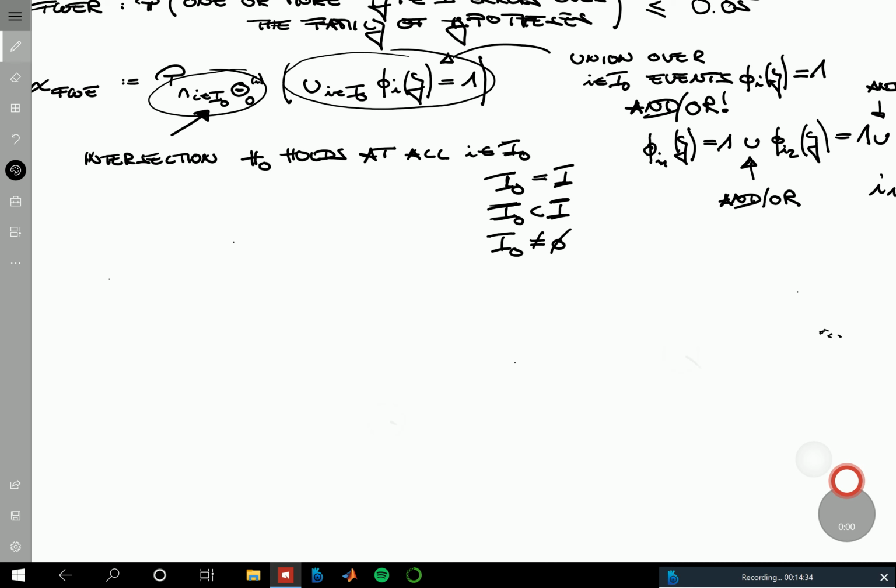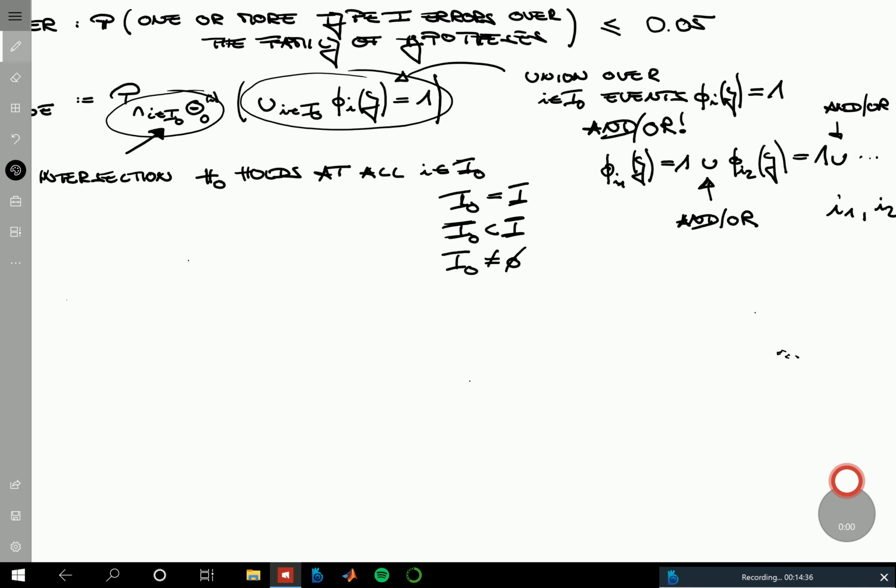And this is important here because it goes with the interpretation of one or more type 1 errors. So this is the same thing here as N0, as what we've seen above, that N01 is larger or equal to 1. Yeah, questions about this, because this is quite crucial.